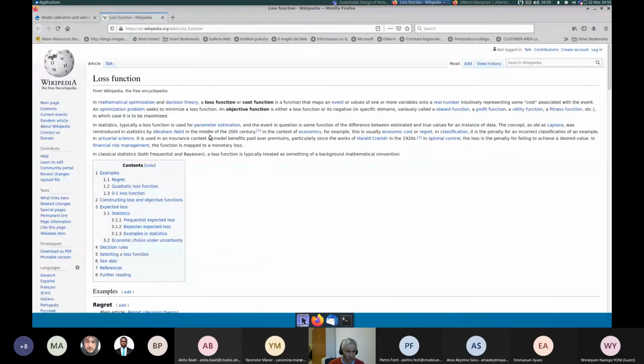Here there is a link, let's see. In mathematical optimization, which is what we are talking about, and decision theory, a loss function or cost function is a function that maps an event or values of one or more variables into a real number, intuitively representing some cost. So an objective function is either a loss function or its negative. It's a matter of making assumptions.